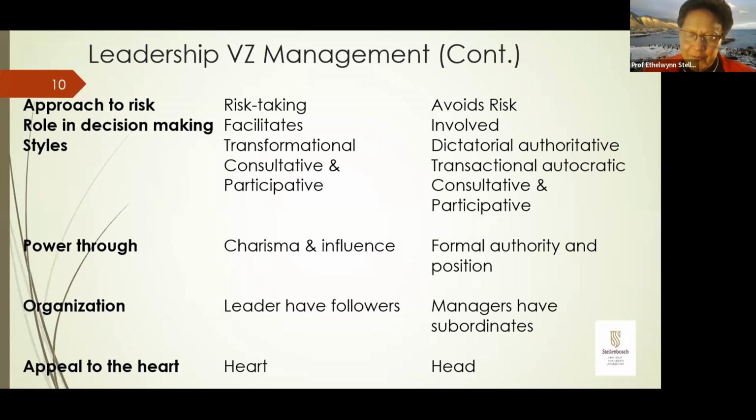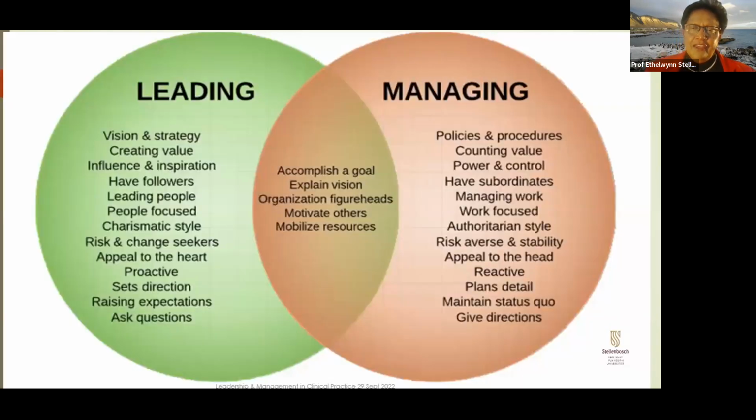Interesting. Okay, I'm going to change. There we go. So the question was, do we need both? Yes, we need both. And this is how we can put it together: both of them have goals to accomplish. Both of them have to explain the vision, the organization, figureheads, motivate others, mobilize resources.